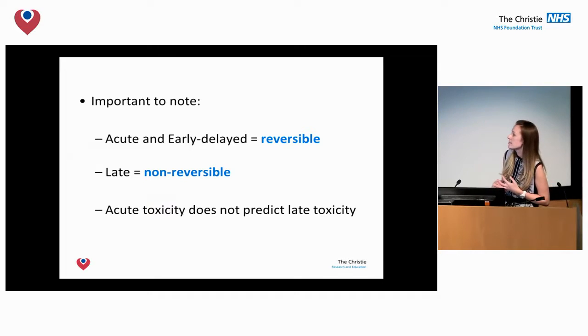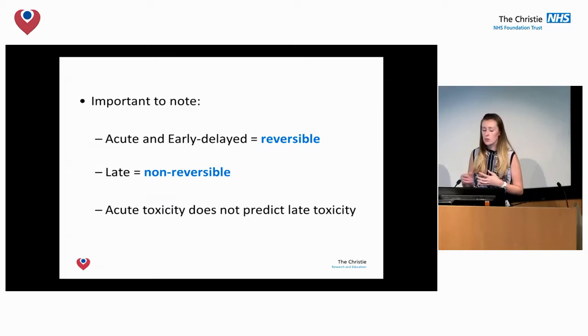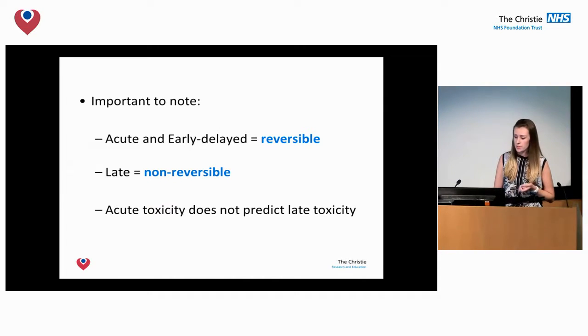Late side effects, unfortunately, if these arise in patients, are generally non-reversible. They are a permanent side effect, and it's more a case of lifestyle change or managing that appropriately. The development of acute toxicity does not predict or indicate that patients will go on to develop the late toxicity. It all relates to the dose of radiation that's been given and the volume that's received the treatment.